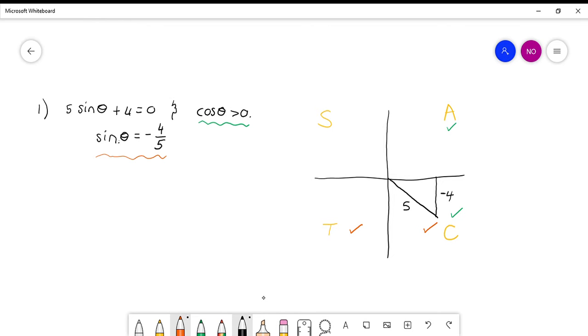Right? Because it's below the x-axis, so y has a negative value.